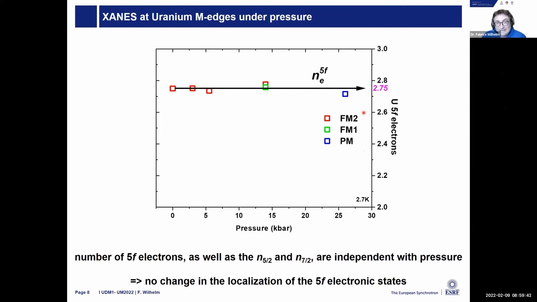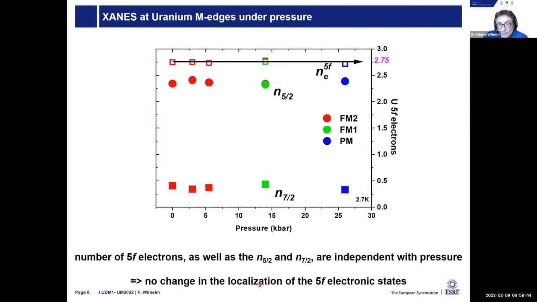Then we can also disentangle the number of electron occupations that are in the 5/2 subshell and the 7/2 subshell, and you observe that in both subshells the number of electron occupations is absolutely independent of pressure. So it means directly that no change in the localization of the 5f electronic states is observed.